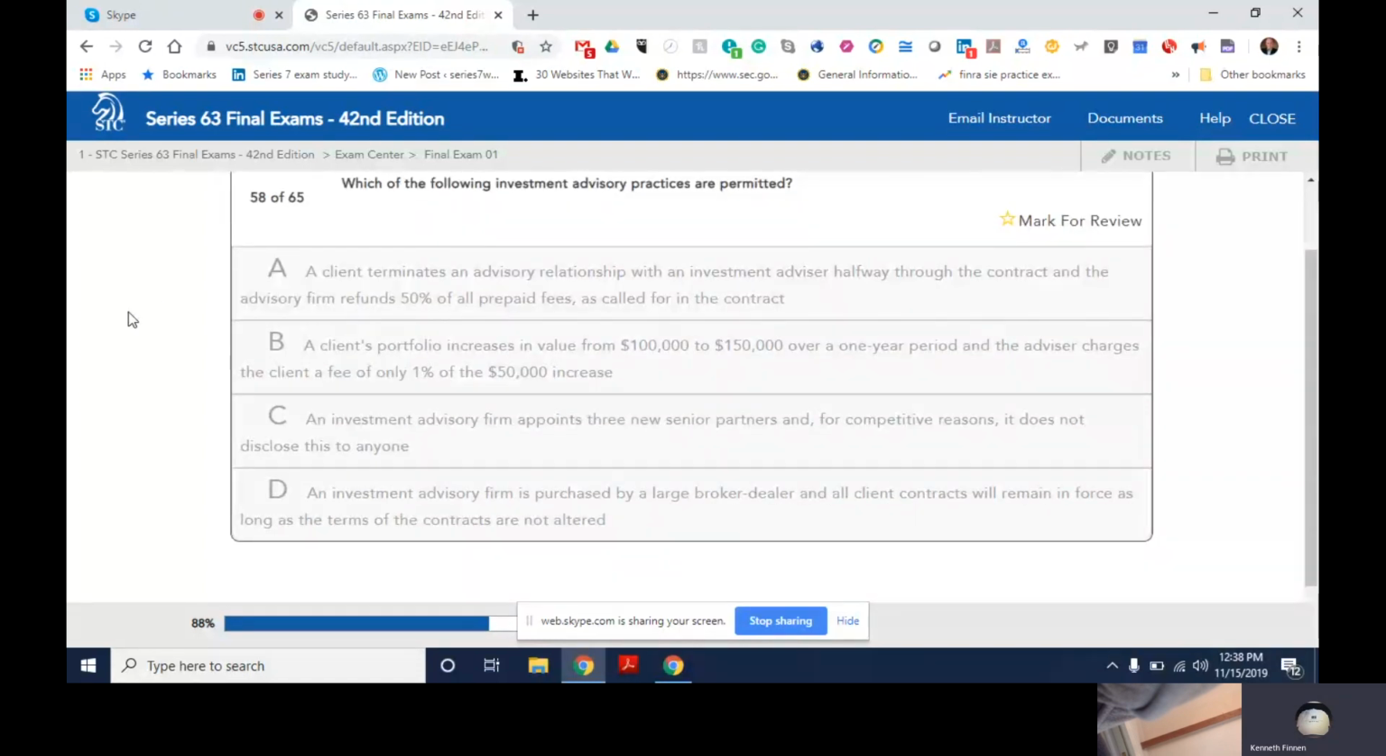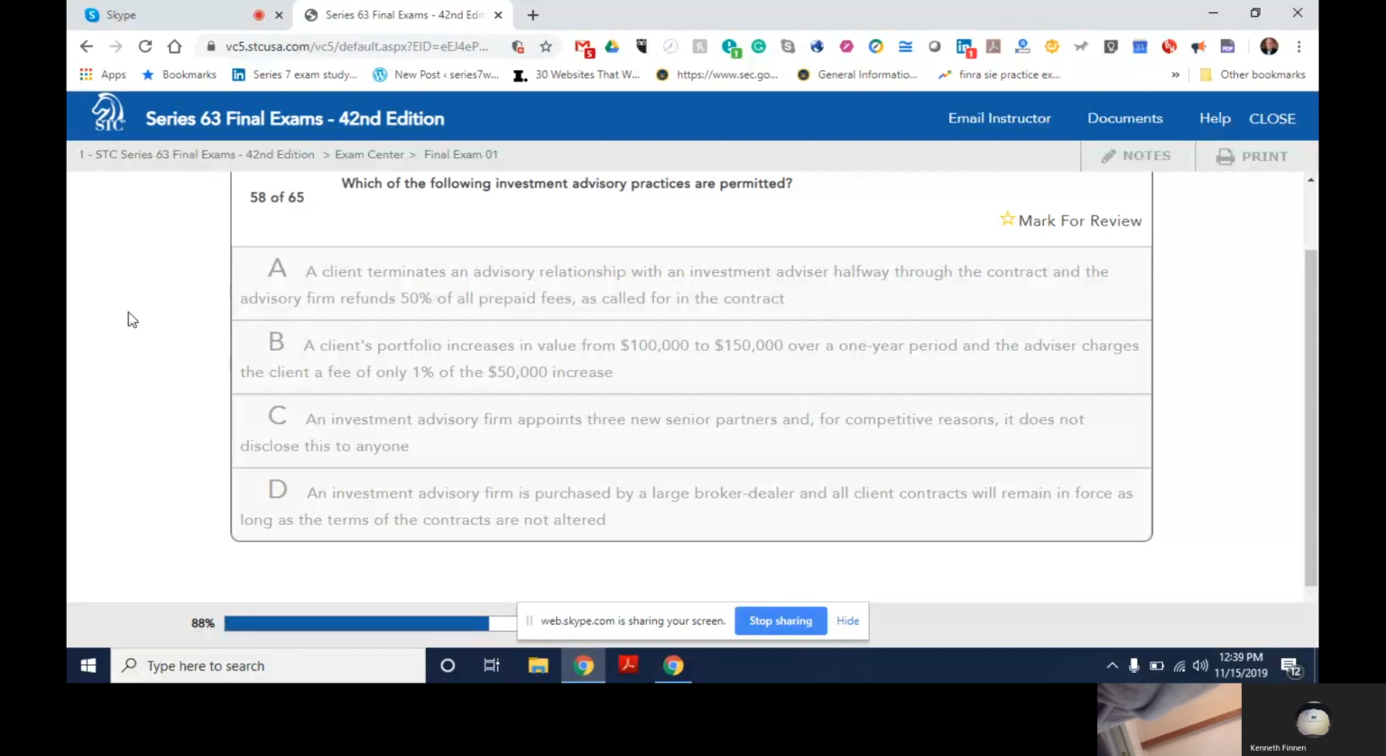A client terminates a relationship with an IA halfway through the contract, and they get 50% of prepaid fees as called for in the contract. That's okay. Client's portfolio increases from 100 to 150 over a 1-year period, and the advisor charges the client a fee of 1% of the 50,000 increase. Well, we'll come back to that. That's not really okay unless they're a qualified client.